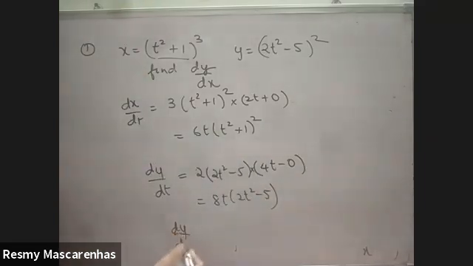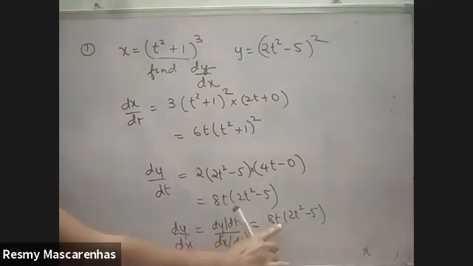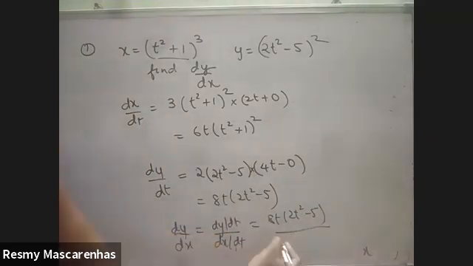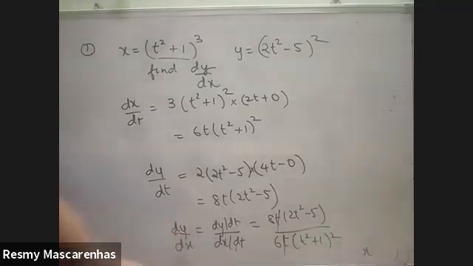And dy upon dx will be, write this formula, second thing upon first. And if it says t is equal to 1, then you have to put t as 1. t and t will anyways cancel. And this also. That will be the answer.